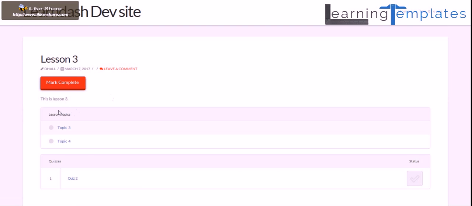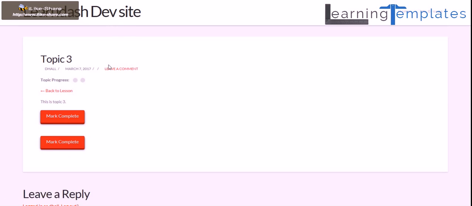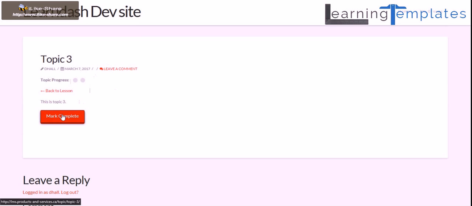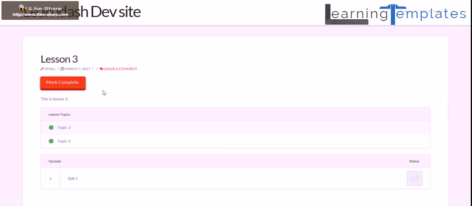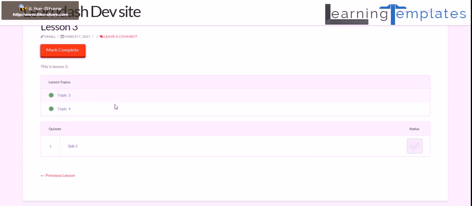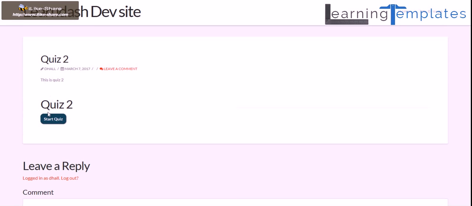Here I have 2 topics and a quiz. So let me mark complete the content of this lesson, which is basically saying I read that. And it jumps to topic 3. I mark that topic complete. I mark topic 4 complete, and it jumps back to the lesson, indicating that they've been completed. However, quiz 2 is not completed. So let's go ahead and click mark complete on the content, and it jumps to quiz 2.